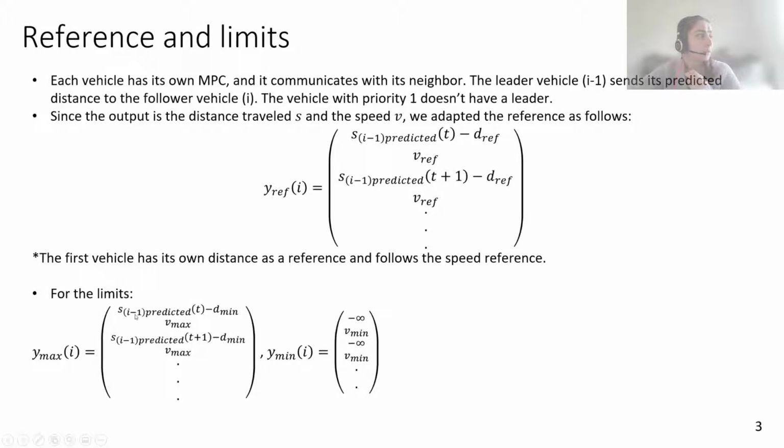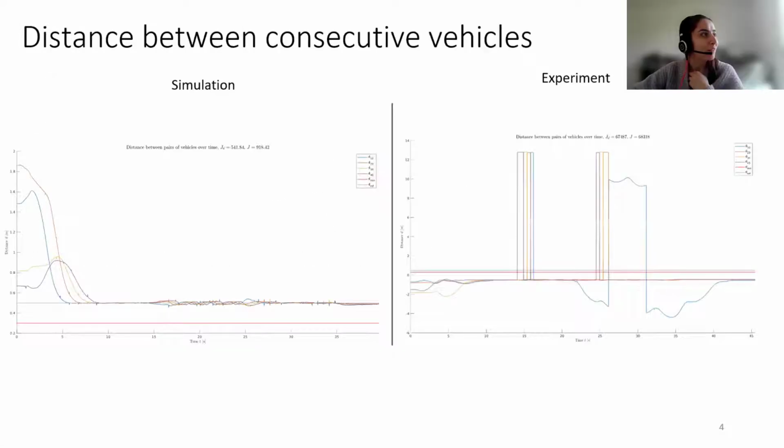And for the limits, the maximum distance would be the difference between the predicted distance of the leader and the minimal distance. And we have a maximum velocity. And for the results, Joseph will continue.